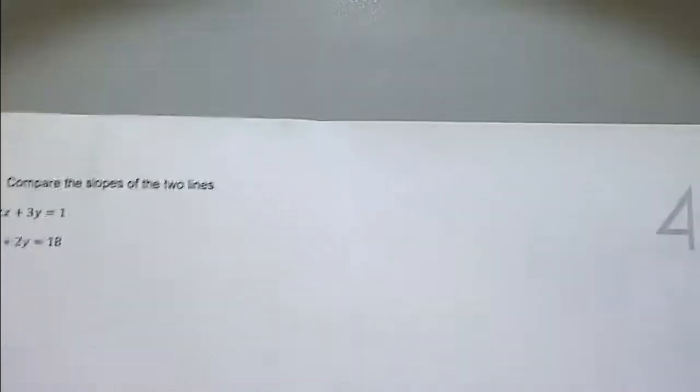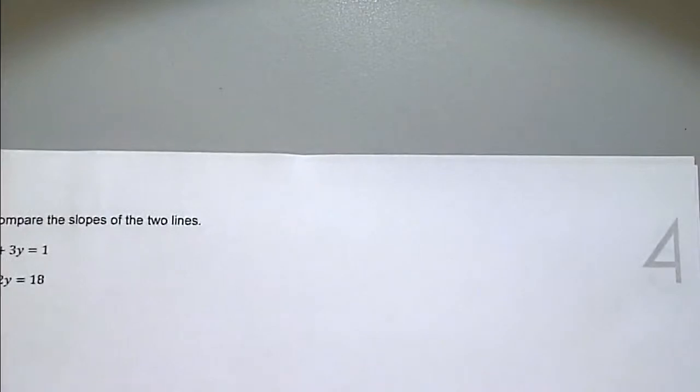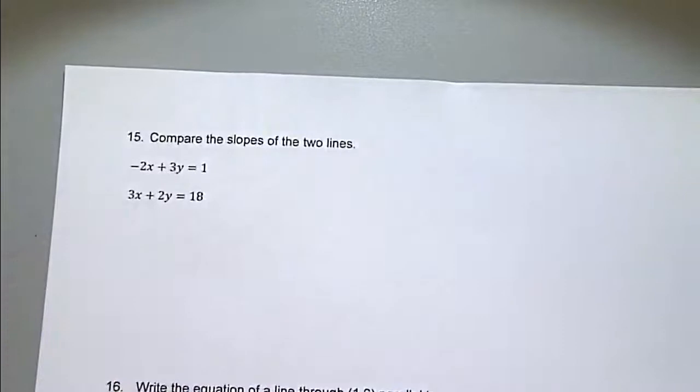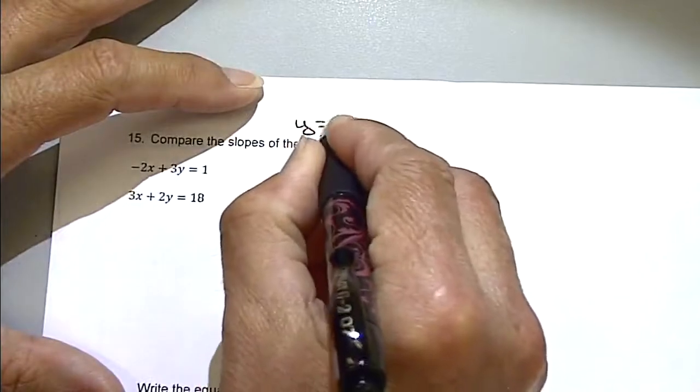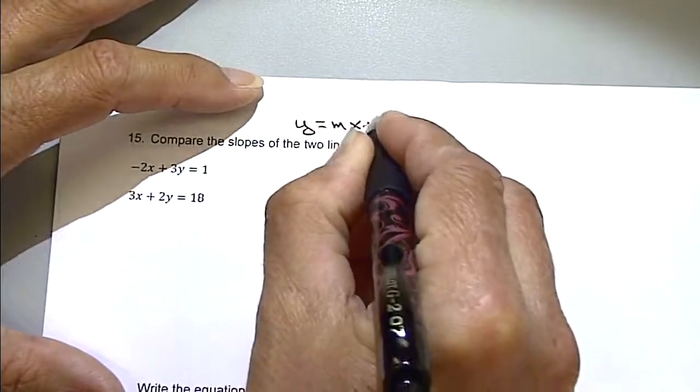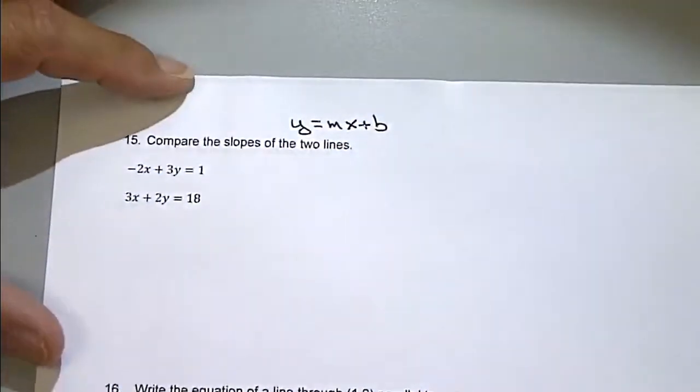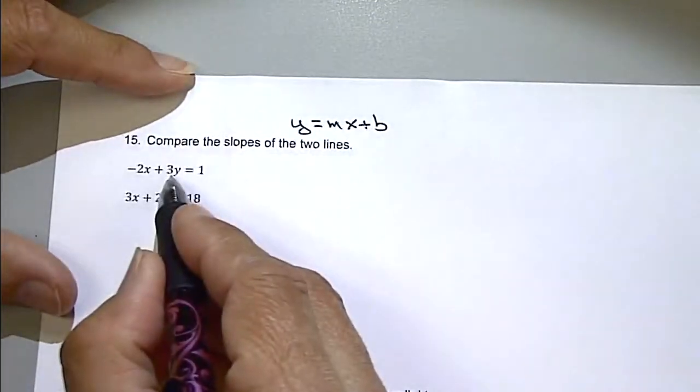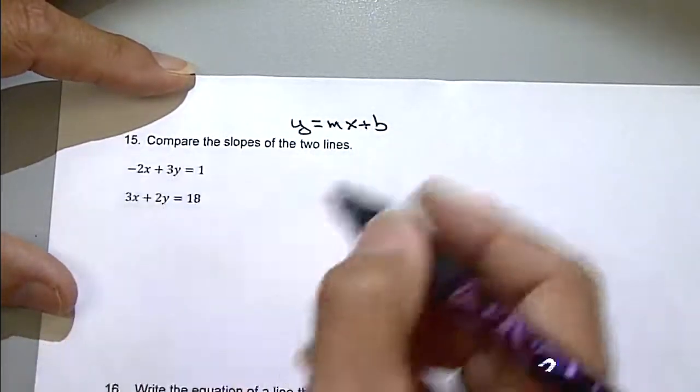All right. Okay, we got two lines, and we're going to compare the slope. Now, to compare the slope of these two lines, you have to find the slope of the two lines. What's the easiest way to find the slope of a line? Write it in slope-intercept format. y equals mx plus b. Another formula you have to know, okay? y equals mx plus b. That's my slope-intercept form.